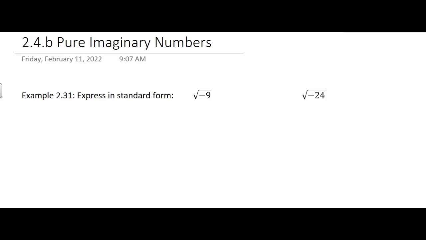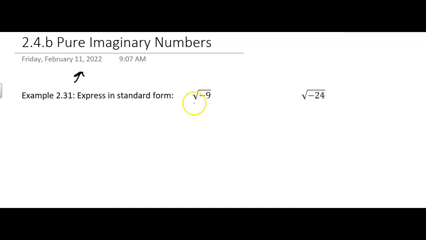Okay, so they want us to express these numbers in standard form, but I titled it Pure Imaginary Numbers because both of these are going to be pure imaginary numbers. A is going to be 0. There's not going to be a real part. I'll talk about that more when we get to it. After this, we're going to start using these pure imaginary numbers in the a plus bi form where a is not 0.